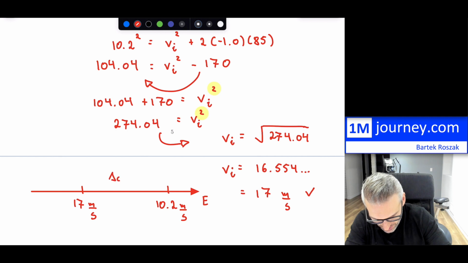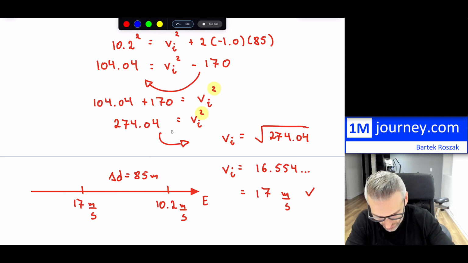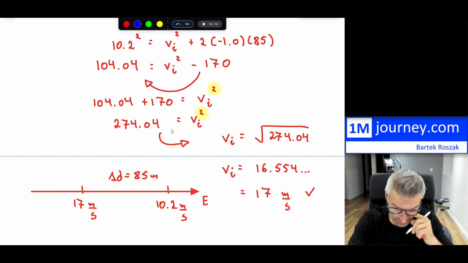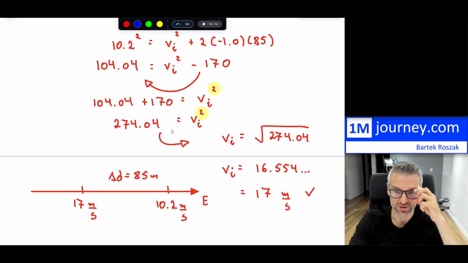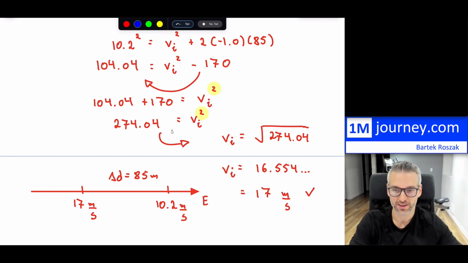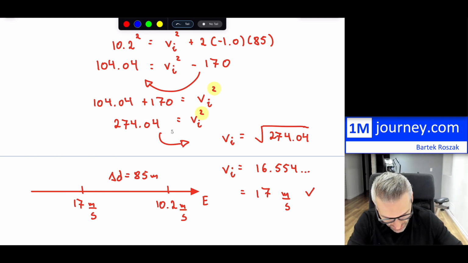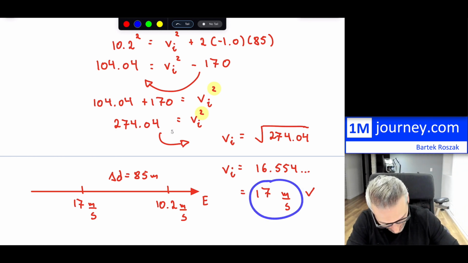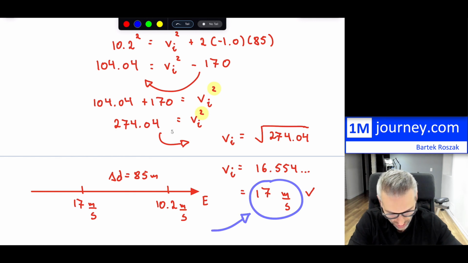Now that distance is your delta D, which is equal to 85 meters. So that's the distance from one side, from here all the way up to here. That would be the distance that you've covered, and the negative acceleration means that you've actually been slowing down, moving in that direction. So this definitely does make sense as you're moving along in here. So there you have it. That's your answer if you were just plugging it all in.